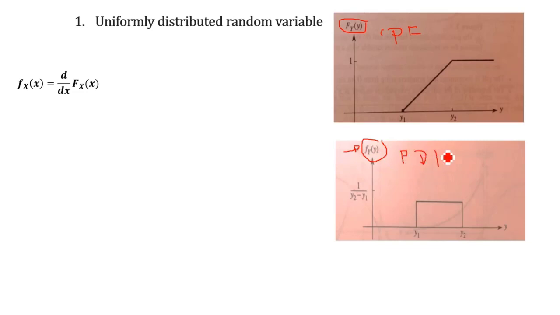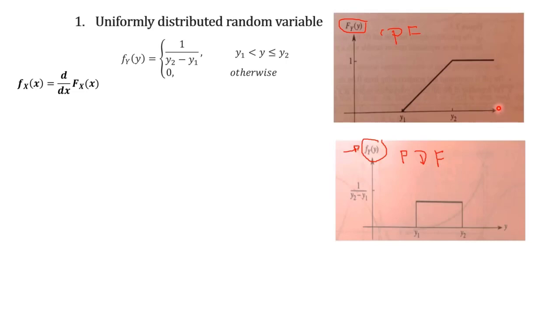It is nothing but a PDF. And it is the graph called a cumulative distribution function, and it is the graph called a probability density function. These two graphs are nothing but a uniformly distributed random variable. All right, so what is this? The two graphs are given.